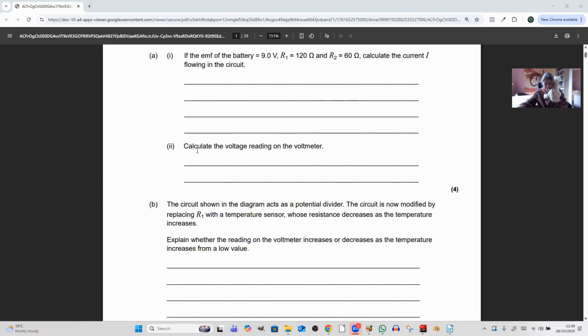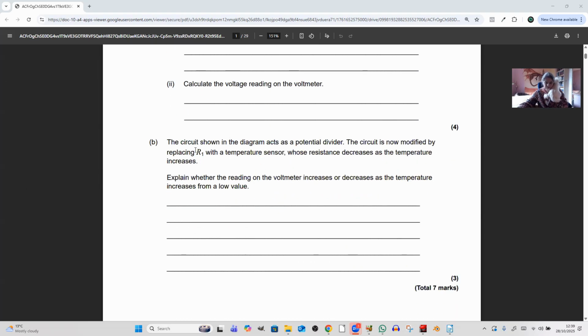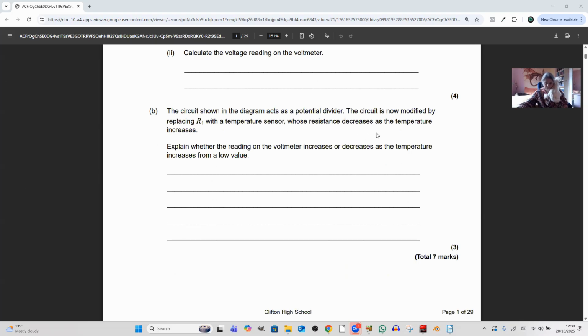This is the hard bit. It says, the circuit shown in the diagram acts as a potential divider. The circuit is now modified by replacing R1 with a temperature sensor whose resistance decreases as the temperature increases. What's the name of a device whose resistance decreases with temperature? Thermistor, yeah. And a thermistor has this symbol. That's a thermistor.